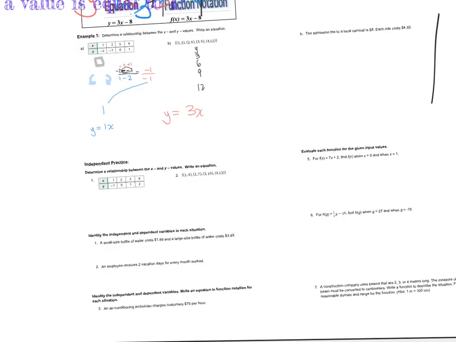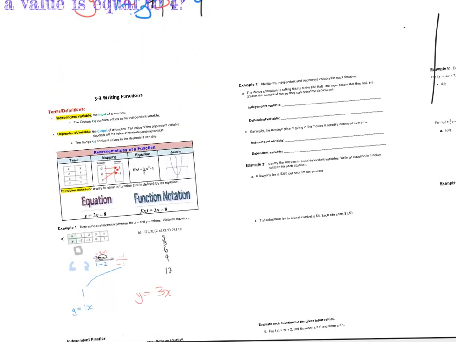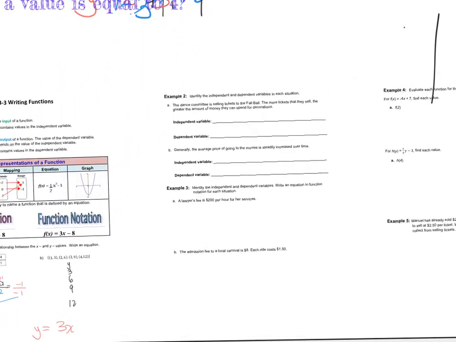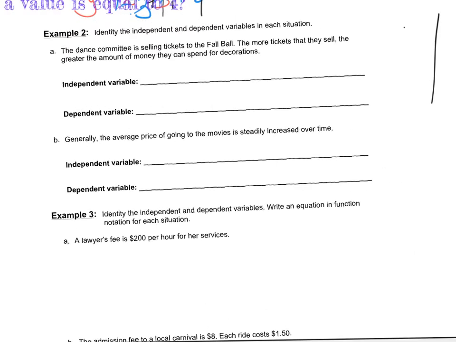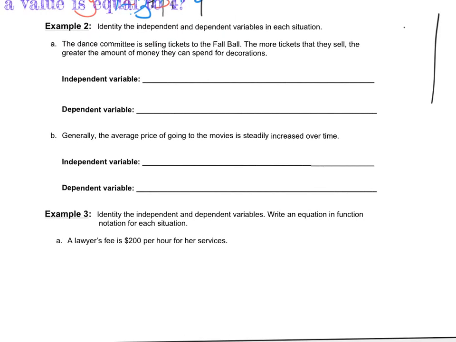Now from this, we're going to go on to this example and look at the last couple of things on this unit section. You're going to be also given word problems or situations in which you are supposed to identify the independent and the dependent variable.